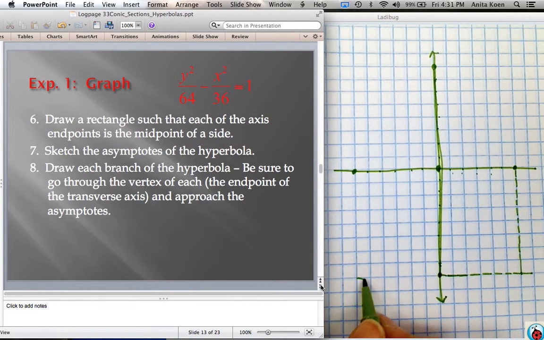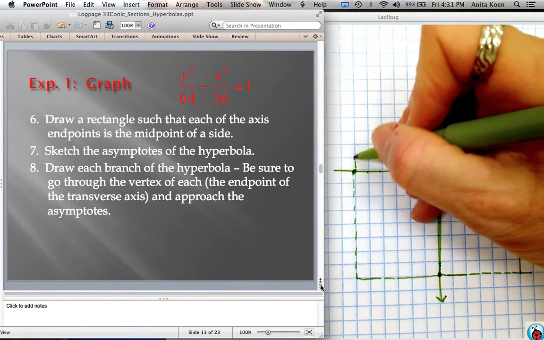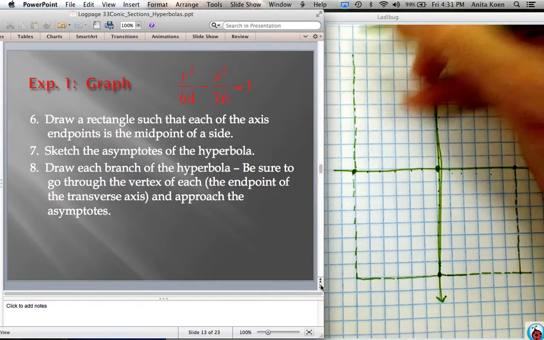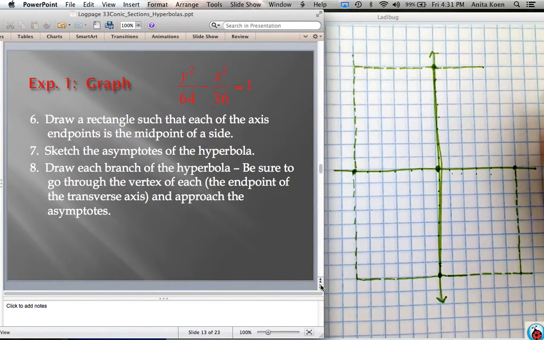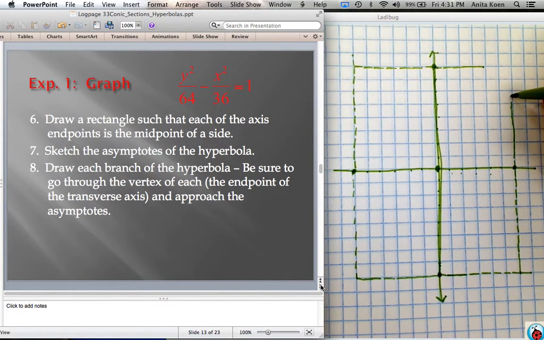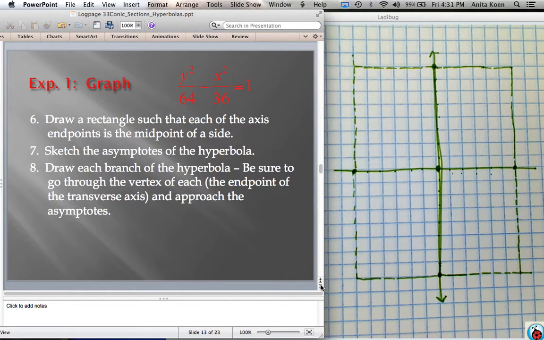We're making it a midpoint. This is the midpoint of that side, and this is going to be the midpoint of this side. Oops, I went too far. This one is going to be the midpoint of this side, and this one is the midpoint of that side. So there's my rectangle, and those axis points are the midpoints.